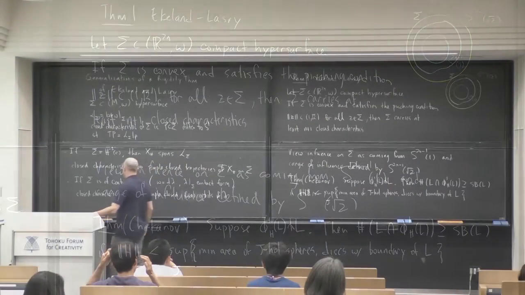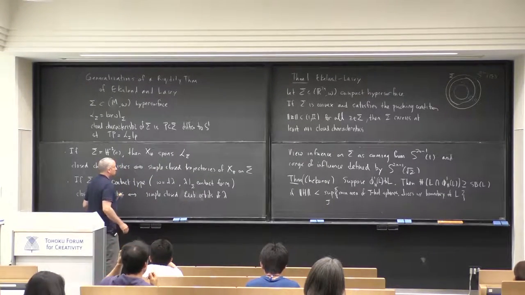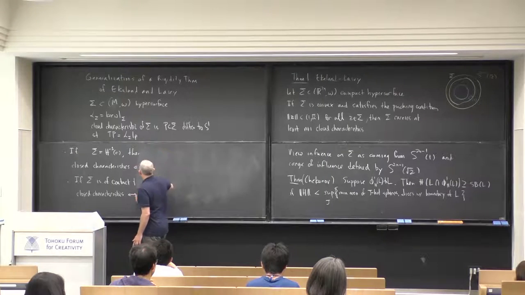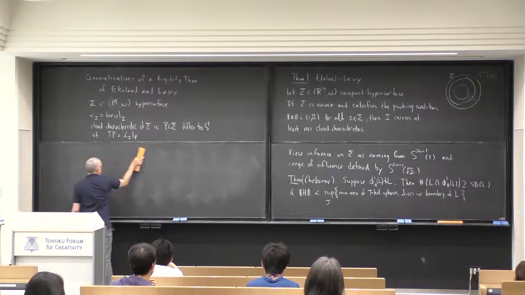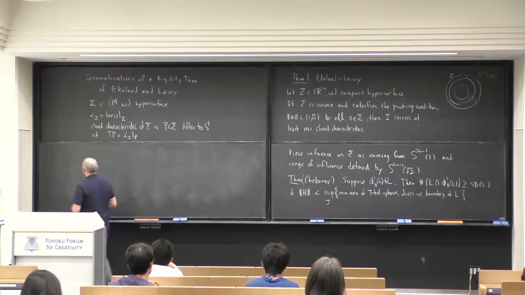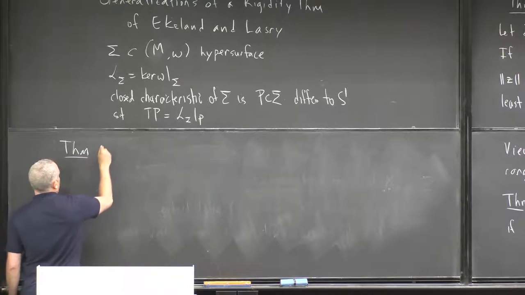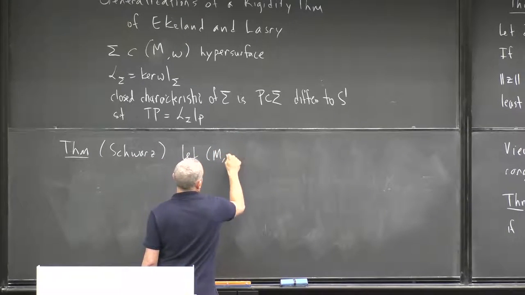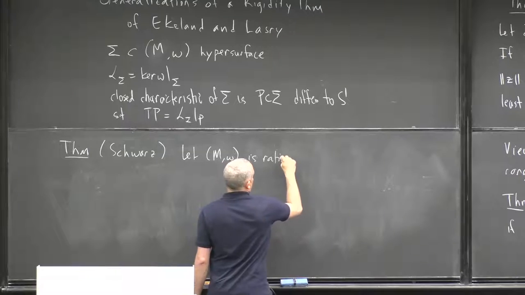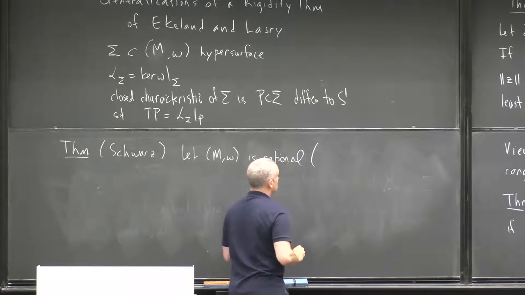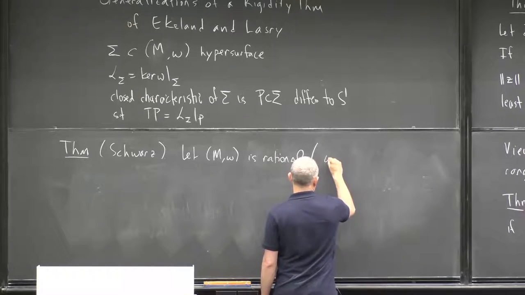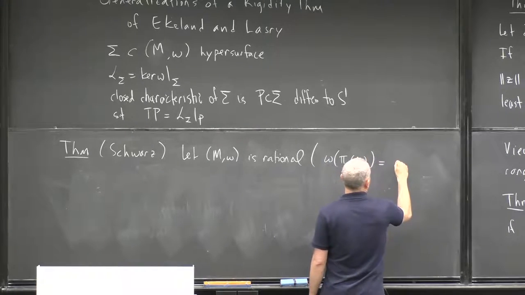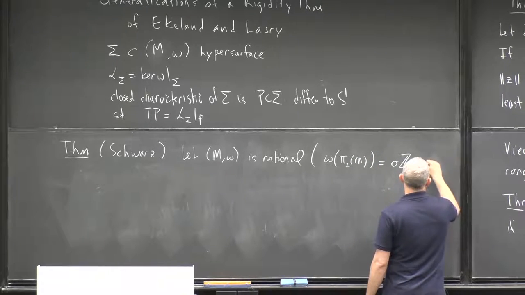Another result from symplectic topology which fits this description is a theorem due to Matthias Schwarz. So let's say that (M, omega) is rational. We need to say what that means. If you take omega and apply it to pi_2 of M, the image looks like sigma times Z for some sigma greater than 0.